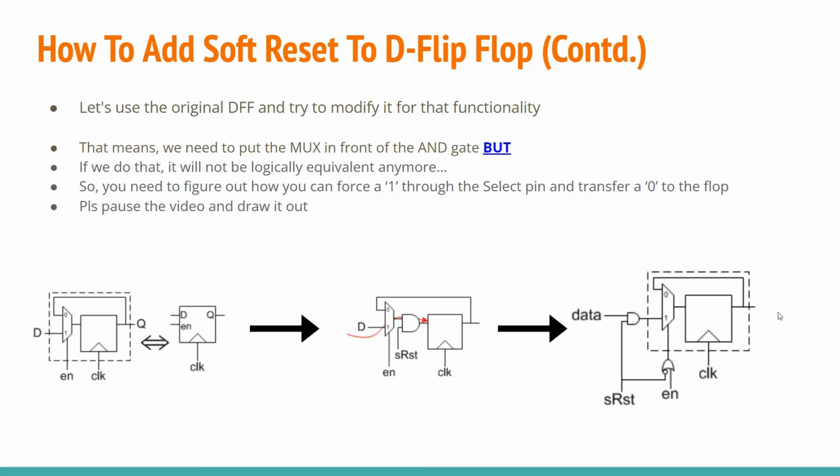So I hope that makes sense, and you now understand how to convert a normal D flip-flop to a D flip-flop which has a soft reset capability.